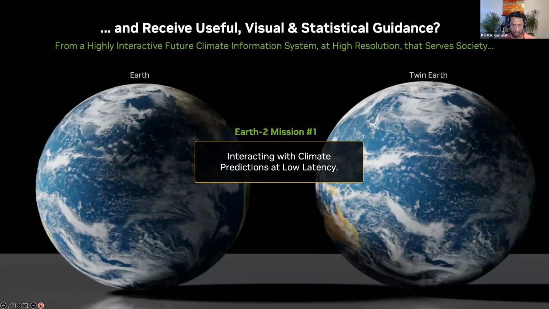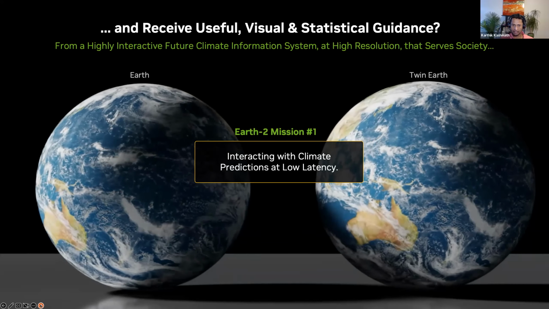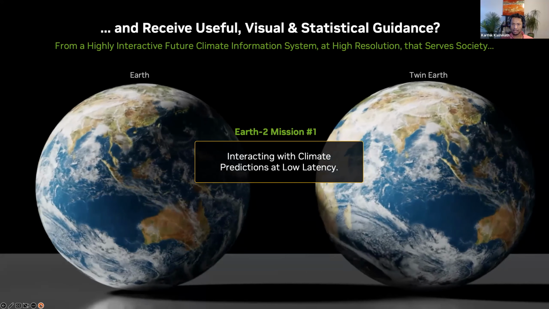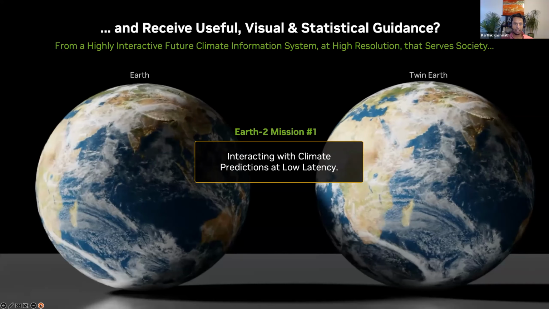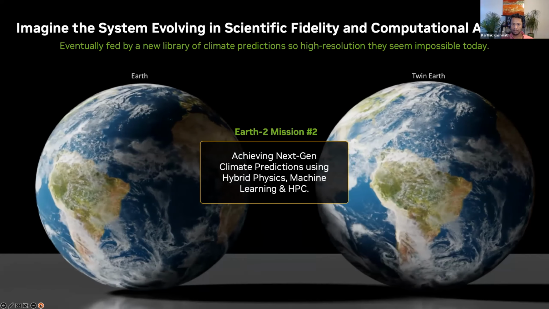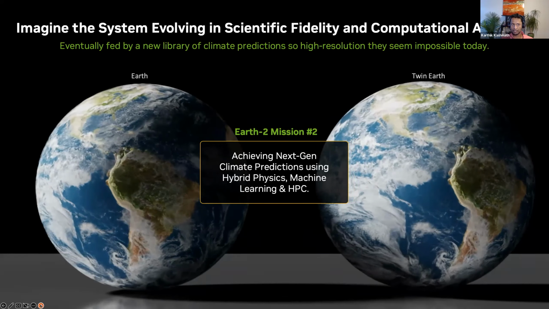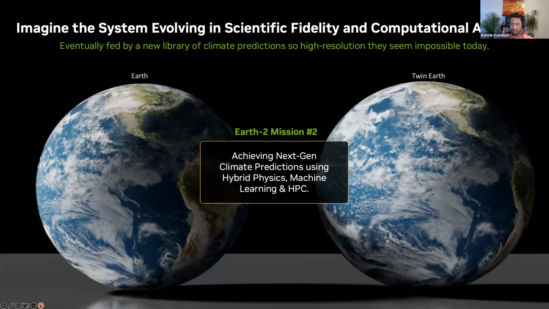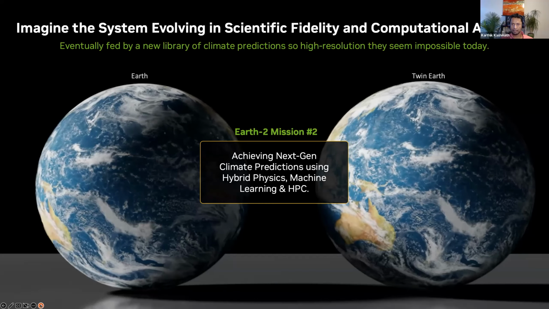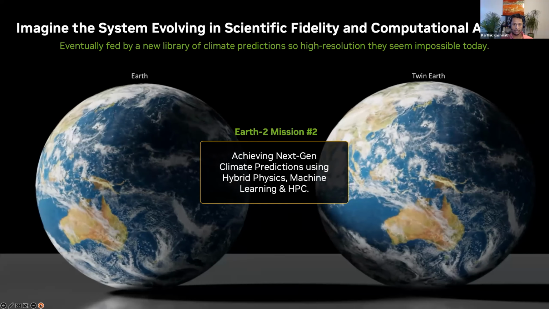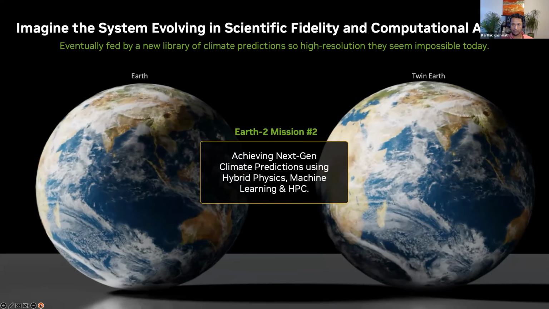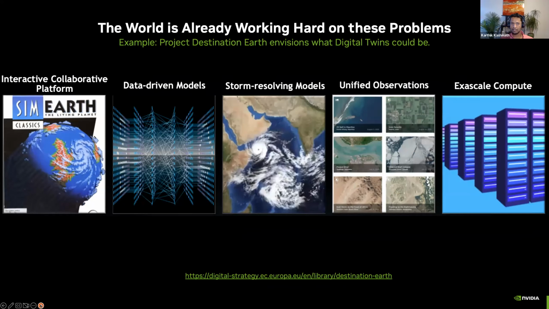That's quite a mouthful there, so I'll try to unpack it. Basically, the idea is to provide high resolution climate predictions at low latency, meaning that they are fast, responsive systems that can give you information fairly rapidly. But also have these systems evolve with scientific fidelity and computational ambition, fed by a library of climate predictions that are so extremely high resolution that they seem impossible today. So we're talking about sub-kilometer scale global simulations. And the only way to achieve this is using a combination of physics and machine learning at HPC scale. So that's the second mission of Earth-2.